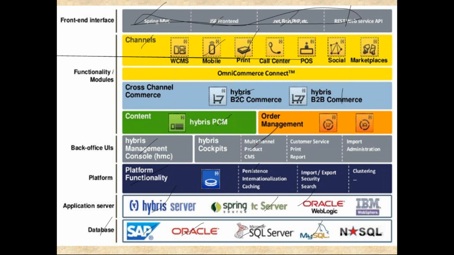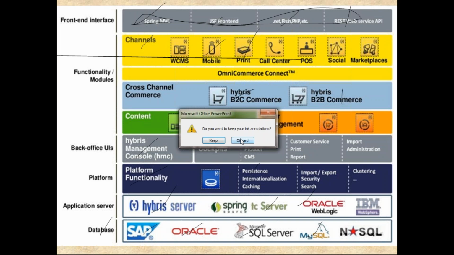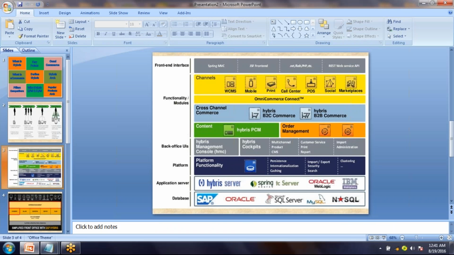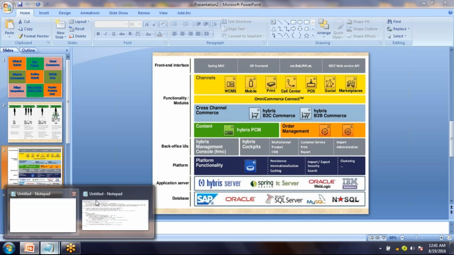That's why we are calling Hybris a platform. It has some front end, some functional modules, some back office tools, some platforms, an application server, and some databases, all these things. That's why we are calling it a platform. Let me discard the changes, whatever I did. That's about the Hybris architecture.